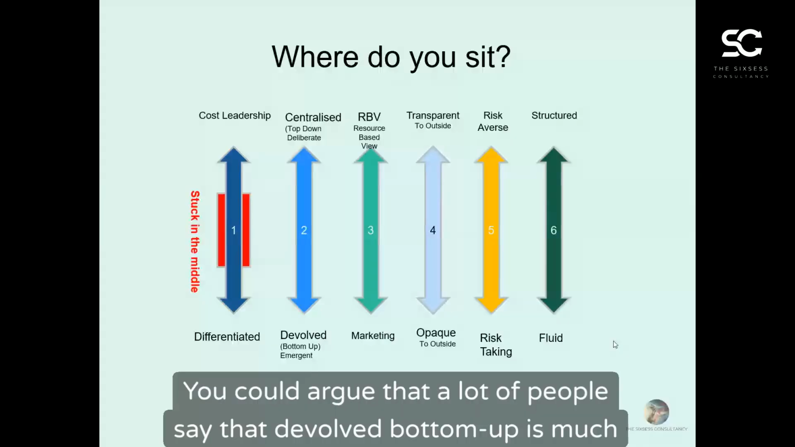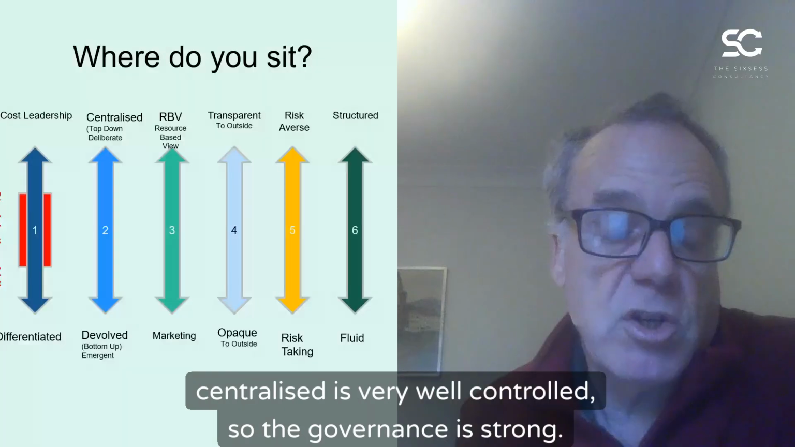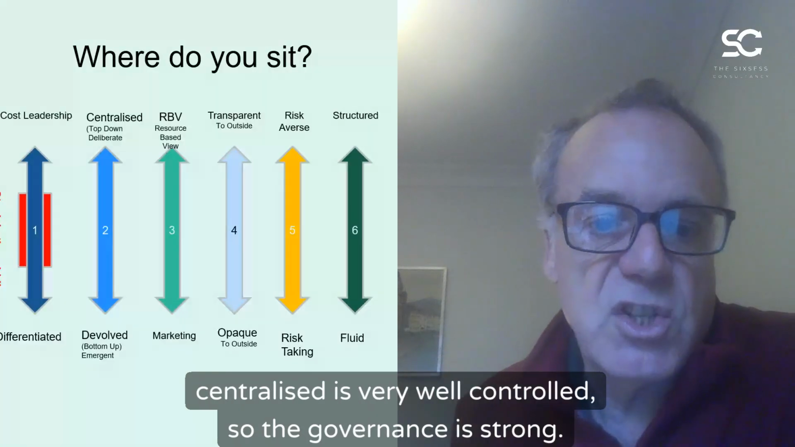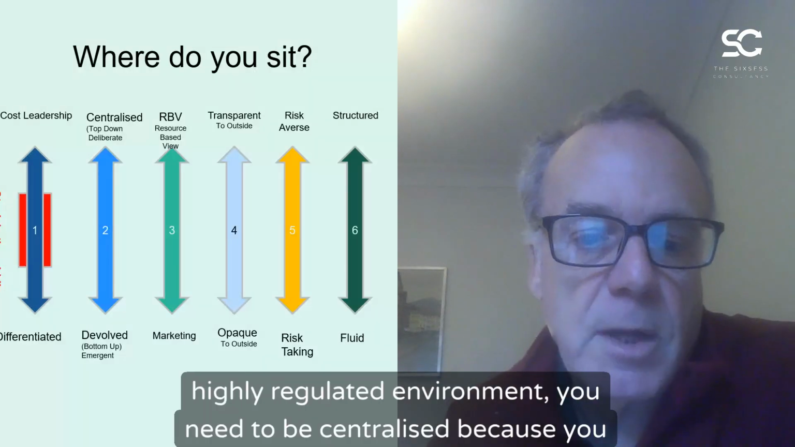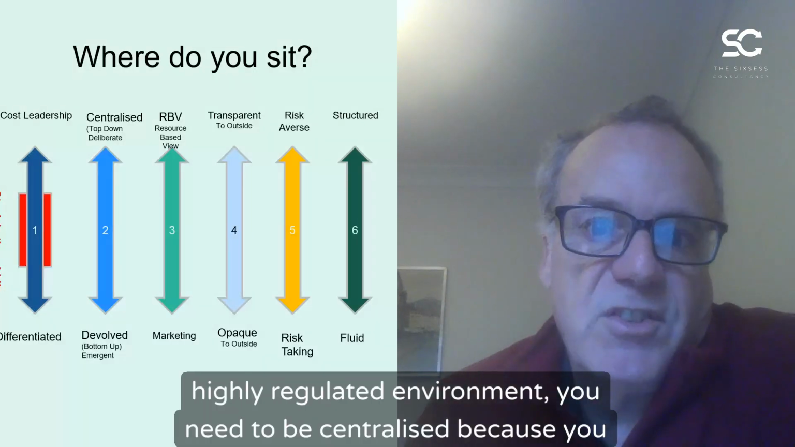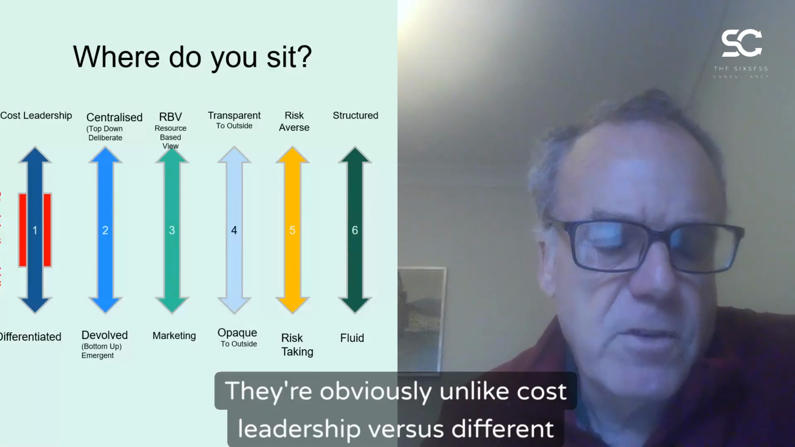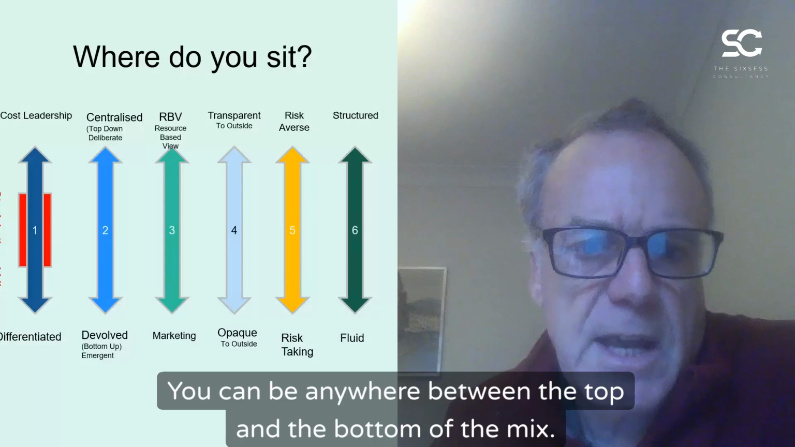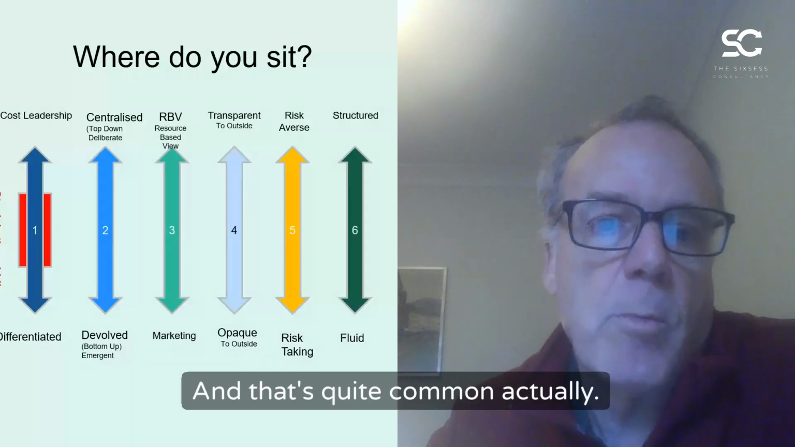Control is less. You could argue that a lot of people say that devolved bottom-up is much more dynamic and more exciting and better, but probably not, because if centralised is very well controlled, the governance is strong. So in sectors where you have a highly regulated environment, you need to be centralised because you just got to do it. It's different. Unlike cost leadership versus differentiation, you can be anywhere between the top and the bottom of the mix, and that's quite common actually.